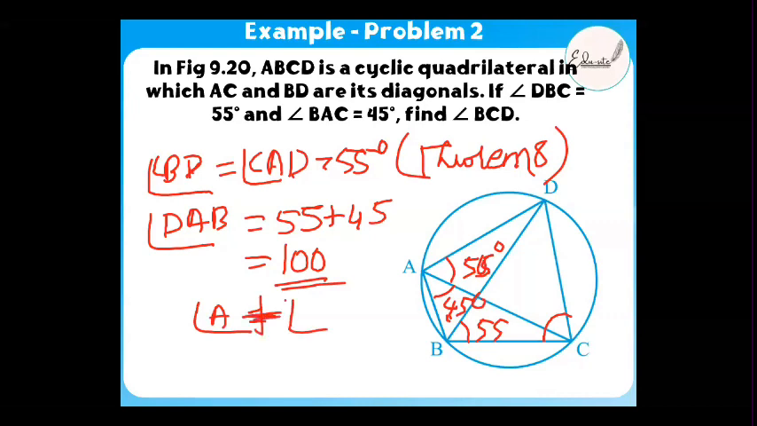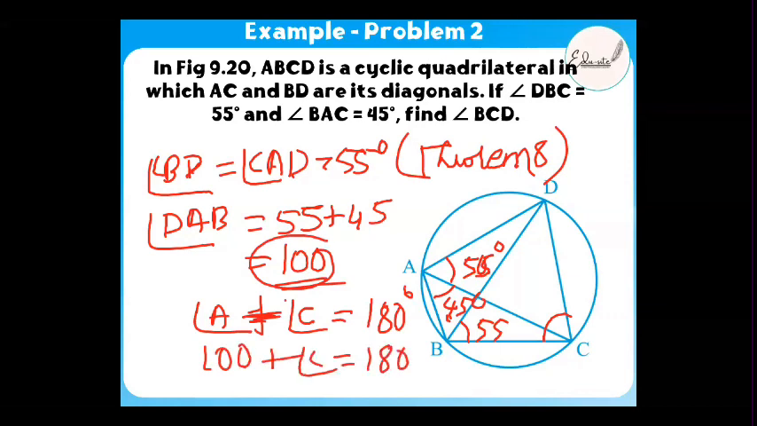It is already told in the cyclic quadrilateral, the sum of two opposite angles is equal to 180 degree. Fine. So angle A is totally 100 degree plus angle C is equal to 180 degree. Angle C is nothing but angle BCD, right? Angle A is DAB, and BCD is not known. This is 180 degree in total because in cyclic quadrilaterals the sum of opposite angles is equal to 180 degrees.